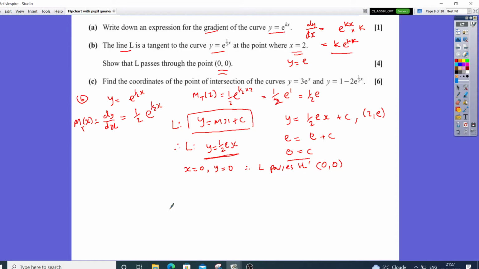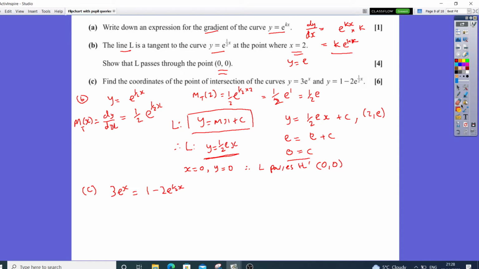Okay, now we come to C, and on C it goes find the coordinates of the point of intersection where this curve and this curve intersect. So basically that intersects that, y equals that and y equals that, then that is equal to that. So if we are doing simultaneous equations, we can just say 3ex is equal to 1 minus 2e to the half x.